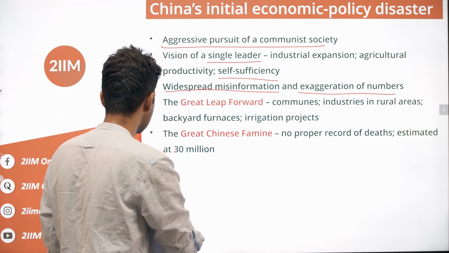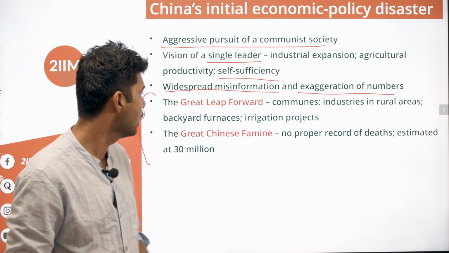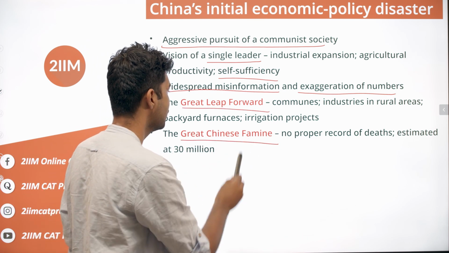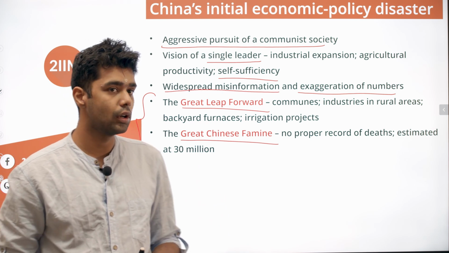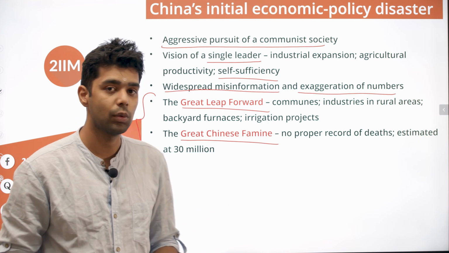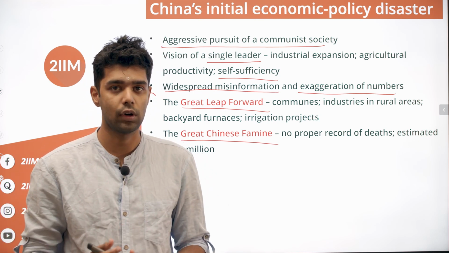Because of all this, there are two great events between 1958 and 1961 in China. One is the Great Leap Forward, and the other is the Great Chinese Famine. This happened first, and this happened after that. Under the Great Leap Forward, China initially had five-year plans, but the plan did not really work out for China. It was based on the Russian model. The leaders decided it did not really work out.